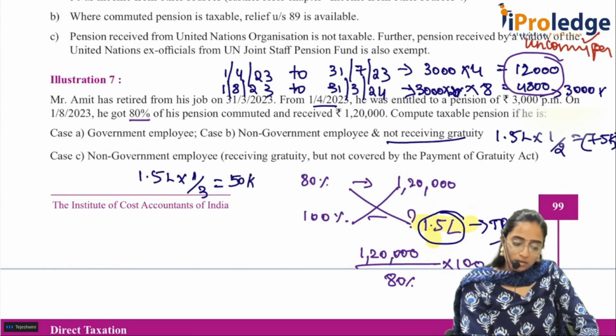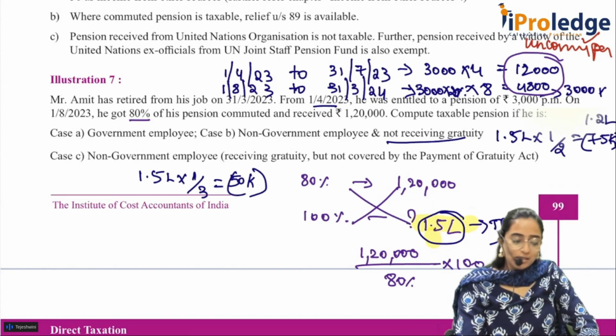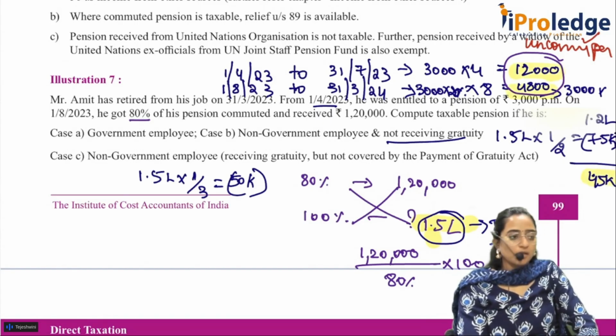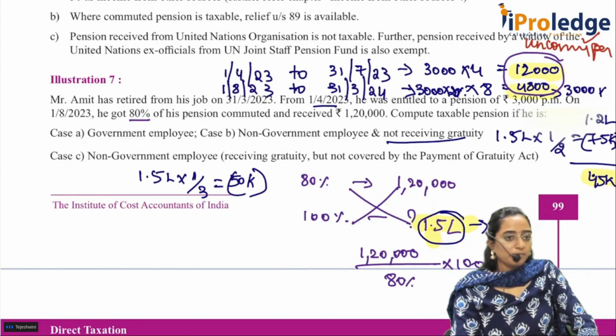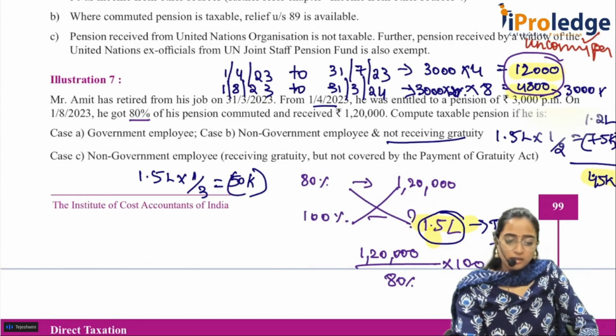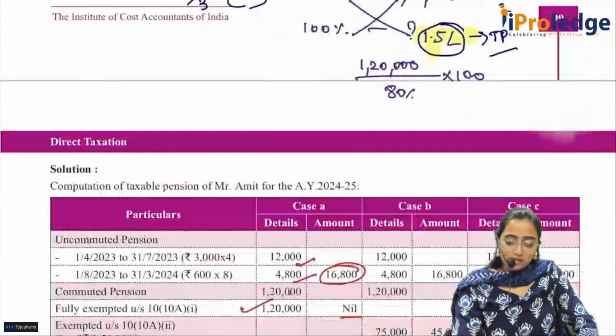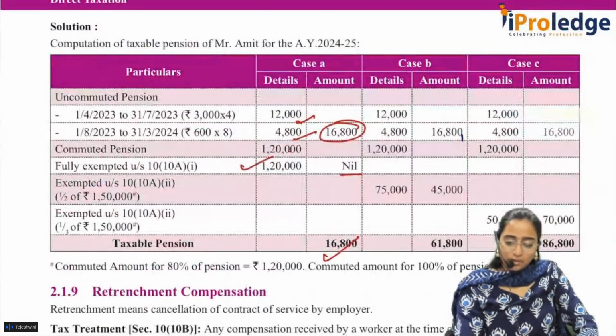50,000. So how much is the taxable commuted pension in this case? 1.2 lakh is the commuted pension minus 75,000. How much would you get? 45,000 would become taxable. This is uncommuted pension for him, and this is the uncommuted pension for him. Total of 16,800 plus 45,000 becomes taxable. Everyone, next, CA. This would remain same throughout.